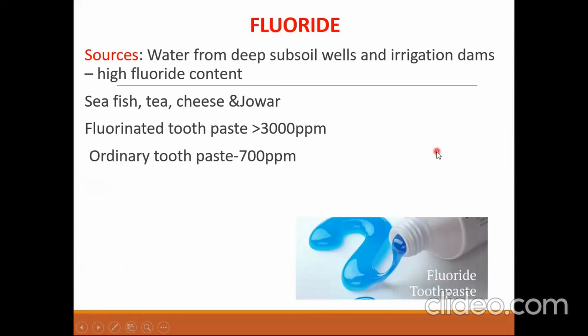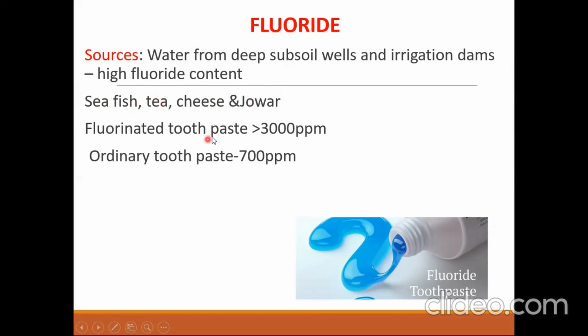Till now, we have seen about copper and its metabolism, its deficiency states, and its toxicity. Next, we will see about another trace element called fluorine. What is the source of fluorine? The sources of fluorine are water from the deep subsoil wells and irrigation dams with high fluoride content. They are present in sea fish, tea, cheese, and jowar.